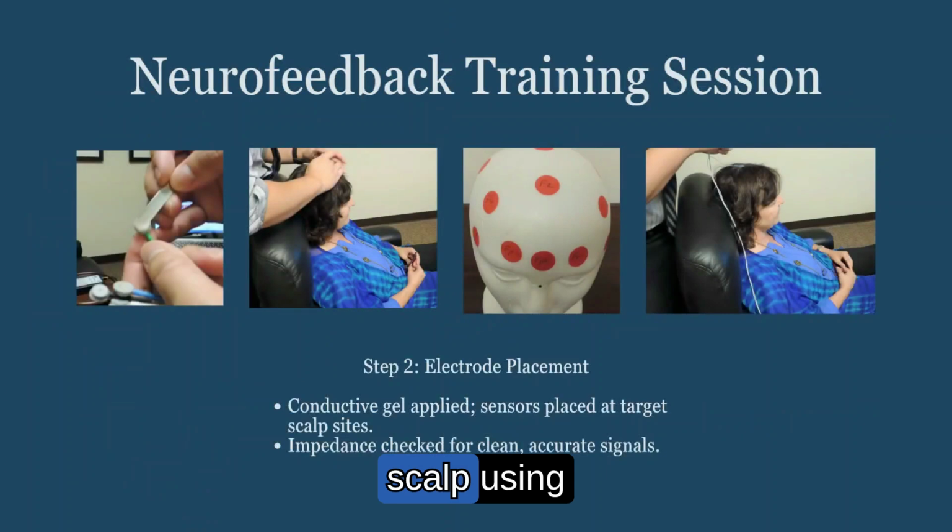Next, electrodes are placed on the scalp using conductive gel or paste. The placement depends on the target brain region, such as central areas for SMR training or frontal areas for attention. Impedance is checked to ensure the signals are clean and reliable.